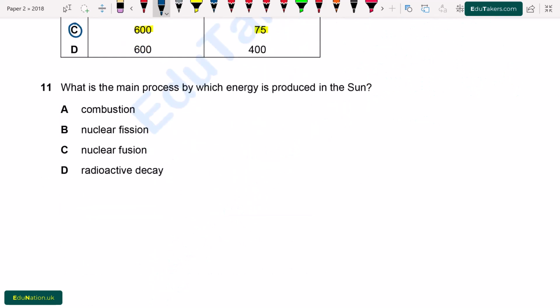Question number 11. What is the main process by which energy is produced in the sun? Option A, combustion. B, nuclear fission. C, nuclear fusion. D, radioactive decay. So this is basically the nuclear fusion that takes place in the sun to produce energy.